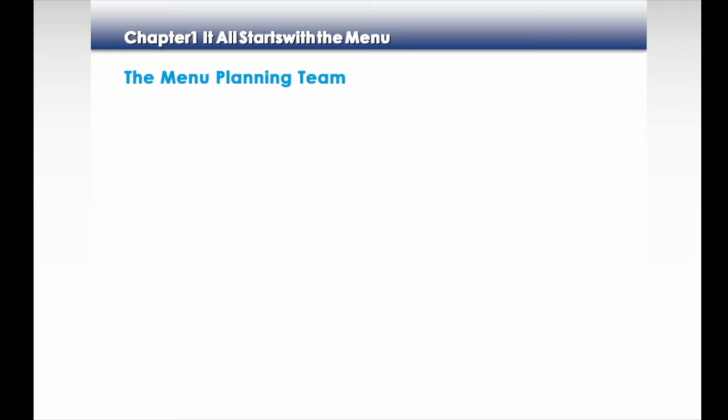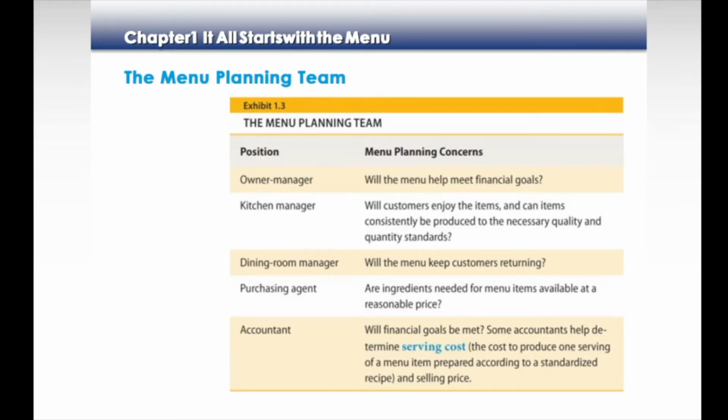Let's start looking at the menu planning team. Who is the menu planning team? Well, first we have the owner or the manager. They're going to be the ones that are going to help set the financial goals. The kitchen manager, these are the people that will ensure that consistency is produced, the quality and quantity standards are there. The creativity is also in charge of this individual.